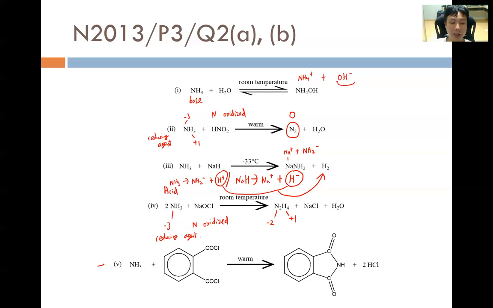Okay, finally for reaction 5, this is a classic nucleophilic substitution reaction that you will learn in organic chemistry. So let me just elaborate a bit for the moment. I'll just look at this COCl molecule.